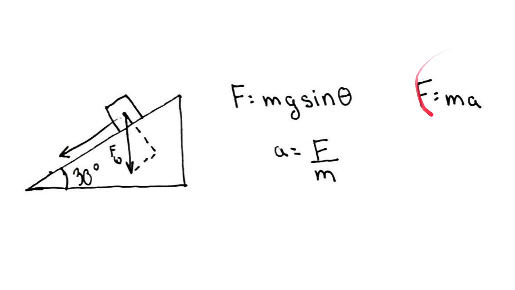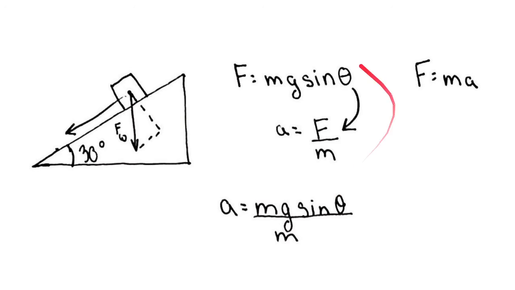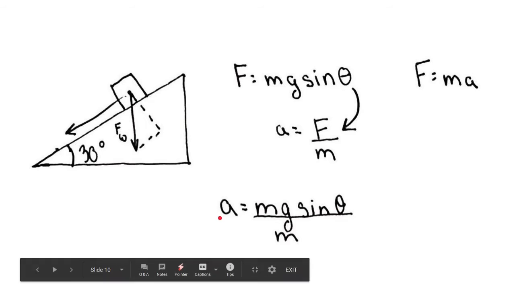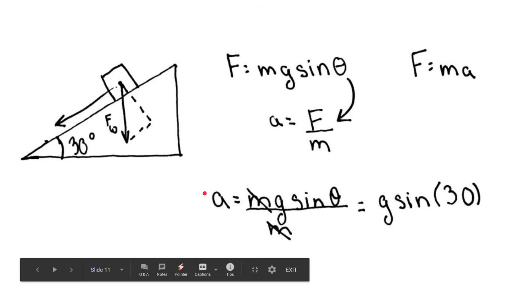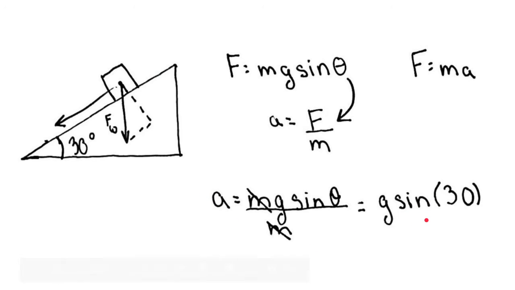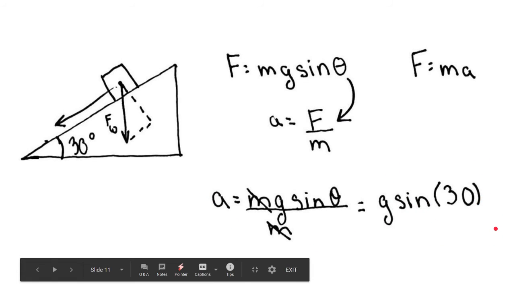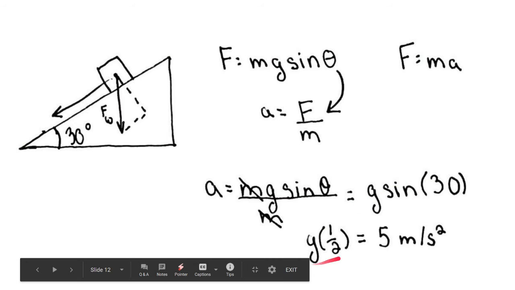Now, we also know that force equals mass times acceleration, and we can isolate acceleration and get acceleration equals force over mass. If we plug in this equation for our force into our acceleration formula, we get acceleration equals mg sine of theta over m. The great thing about this is we have m in the denominator and m in the numerator, so we can just cancel those out. And we get acceleration equals g sine of 30. Now, sine of 30 is 1/2, so we get g times 1/2, or 5 meters per second squared.